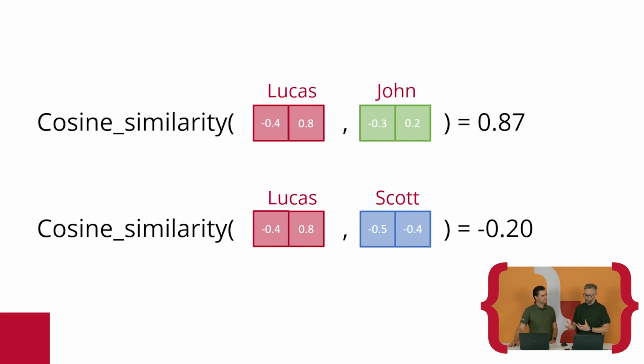So we do the cosine similarity again with those two traits of the person, so Lucas and John. You see there's a way higher cosine similarity than between Lucas and Scott. So if we see what's similar, then those two persons would be similar.